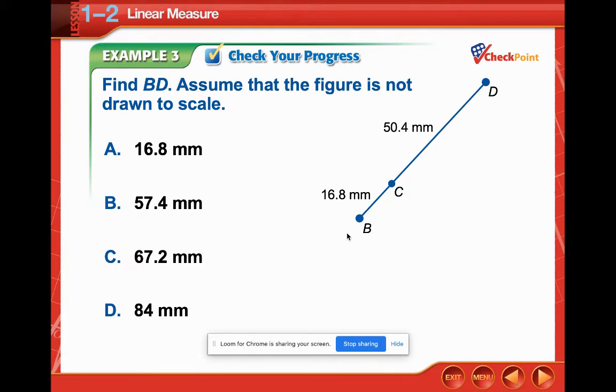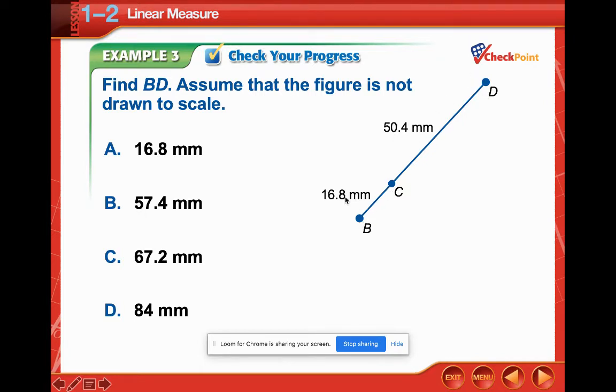All right. So I'm going to go through this problem now, and hopefully you got this one correct. So we're looking to solve for BD, okay? So again, you could say B is your house, C is McDonald's, and D is school. So you drive from home, which is 16.8, to McDonald's, and then you go from McDonald's to school, which is 50.4. So how far did you go altogether?